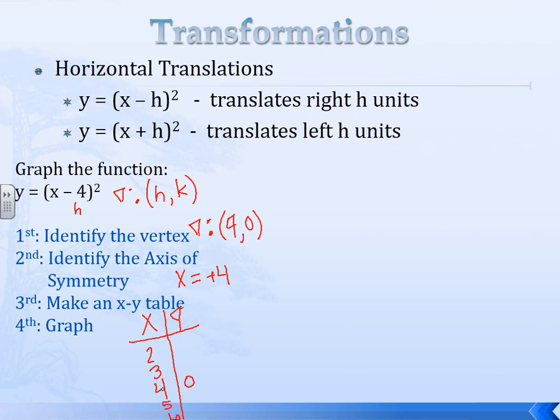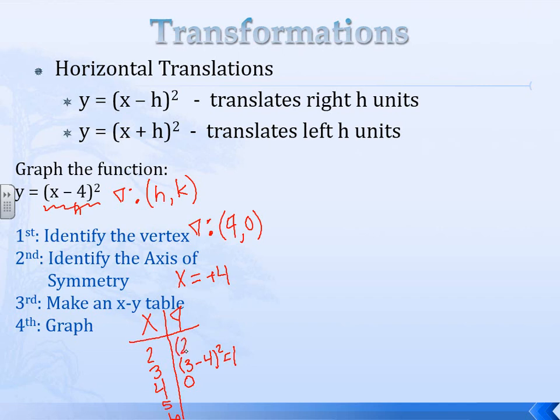Remember that your vertex is a reflection point, so you only need to do two of the numbers, and then they will reflect to the other side. So let's do 3. We're going to plug into the formula (x minus 4) squared. So we're going to do parentheses 3 minus 4 squared. 3 minus 4 is negative 1. Negative 1 squared is 1.